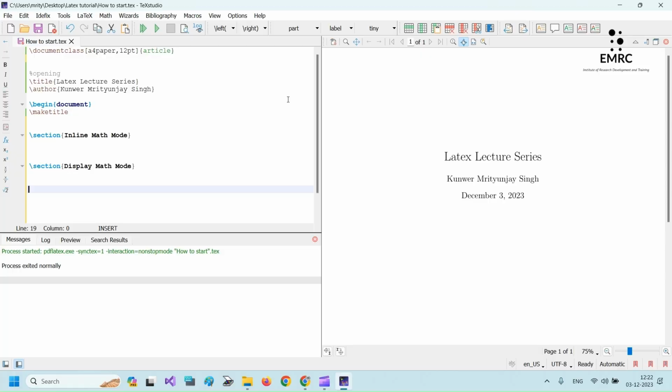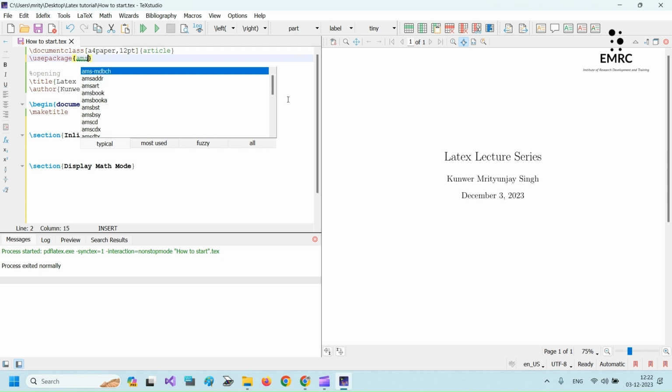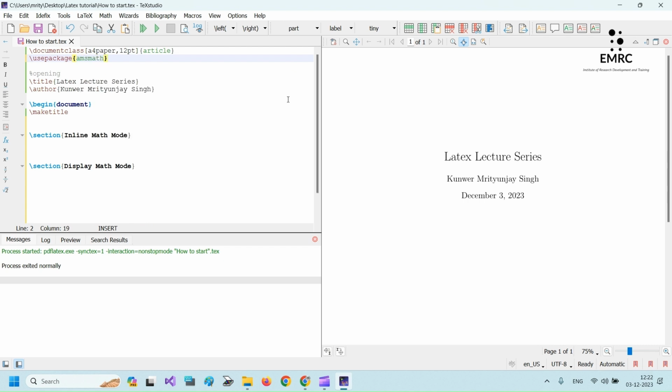For using mathematical functionality in LaTeX, we have to use a package named \usepackage{amsmath}, where this AMS stands for American Mathematical Society. This amsmath package is commonly used to enhance the functionality of LaTeX for mathematical typesetting. It provides additional commands and environments for handling mathematical content. We'll see how.